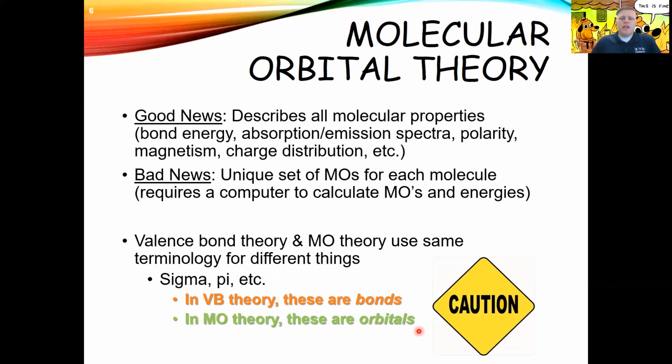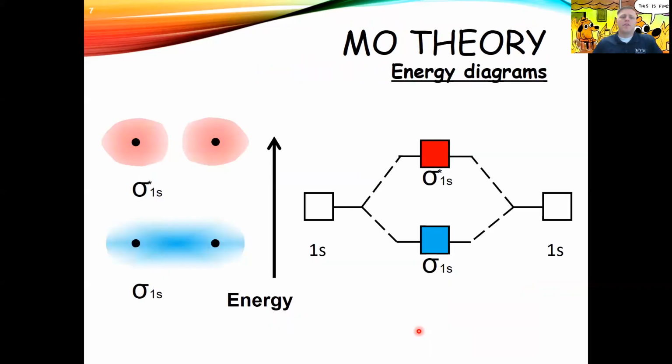So let's look at an actual molecular orbital diagram for H2. Here we're starting with a 1s orbital on each, and those are going to combine to give us a sigma 1s bonding orbital and a sigma 1s anti-bonding orbital. We denote the anti-bonding orbital, it's kind of hard to see on this slide, with an asterisk.